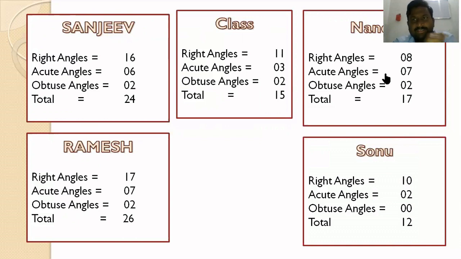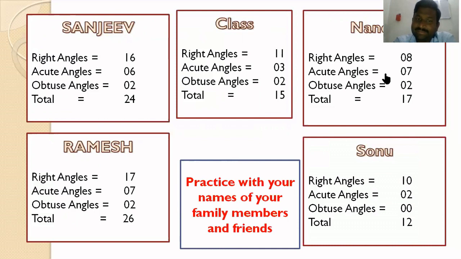So some homework is for you. Okay, practice with your name. Your names means your school name, your nickname, any name you are known by, or with your family members' names, with your friends' names, so that you can understand them properly. And write in the comment box how many right angles are there in your name. So first write your name, then write how many right angles are there in your name.